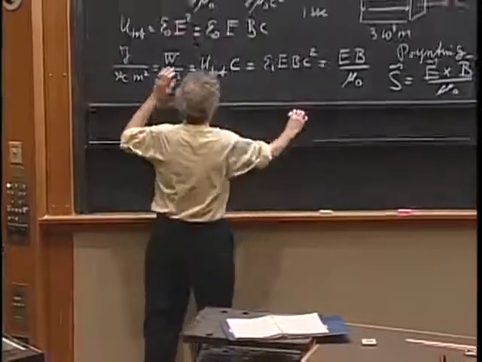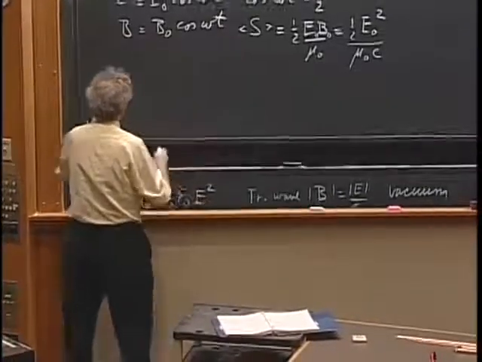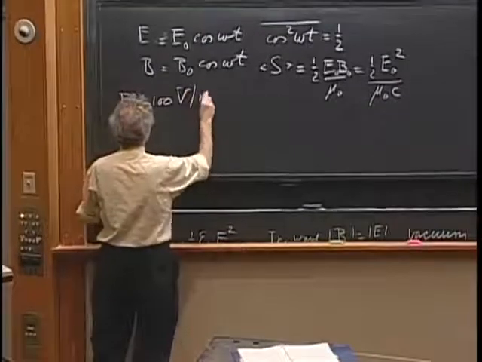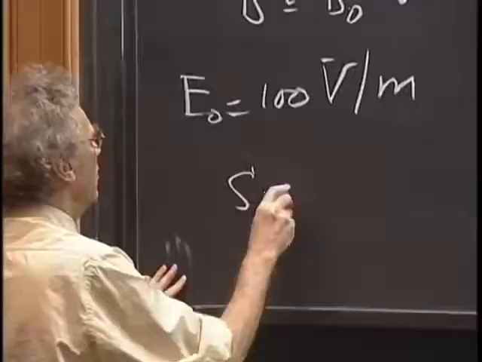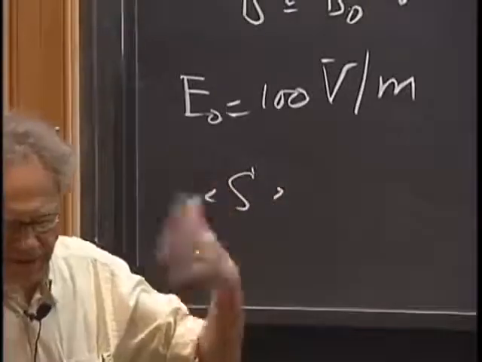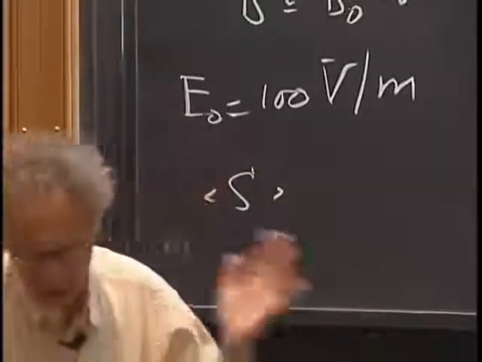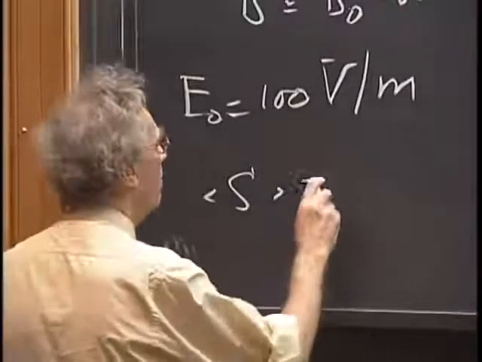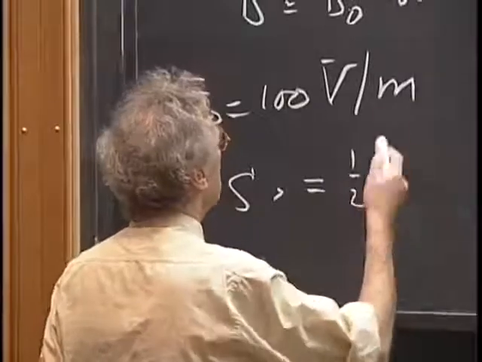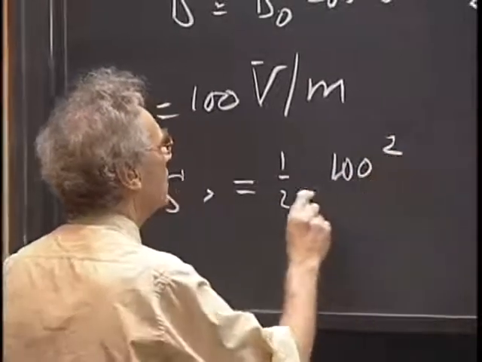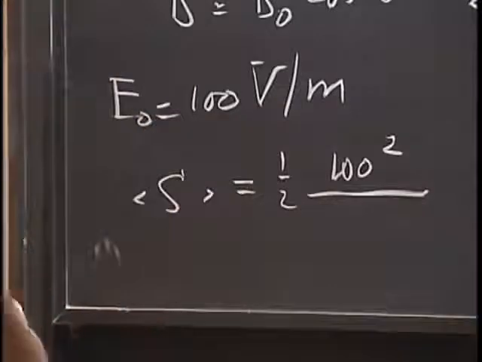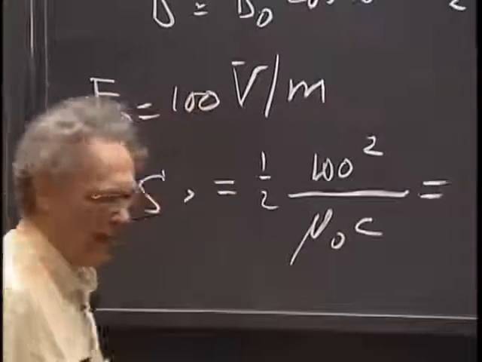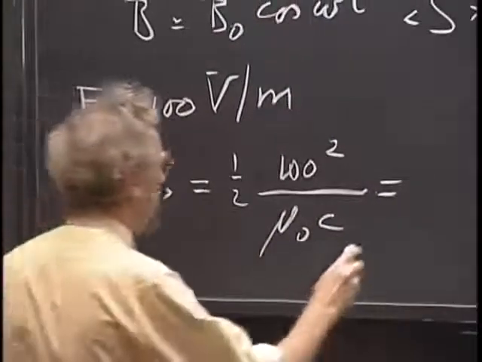So let's take an example. Suppose we have an electromagnetic wave whereby E0 were 100 volts per meter. Then I can calculate now, and it is a traveling electromagnetic wave, what the average value of the Poynting vector is. So that would become 1/2 times 100 squared divided by mu0 times C. And if you do your homework on that, you will find that it is 13 watts per square meter.